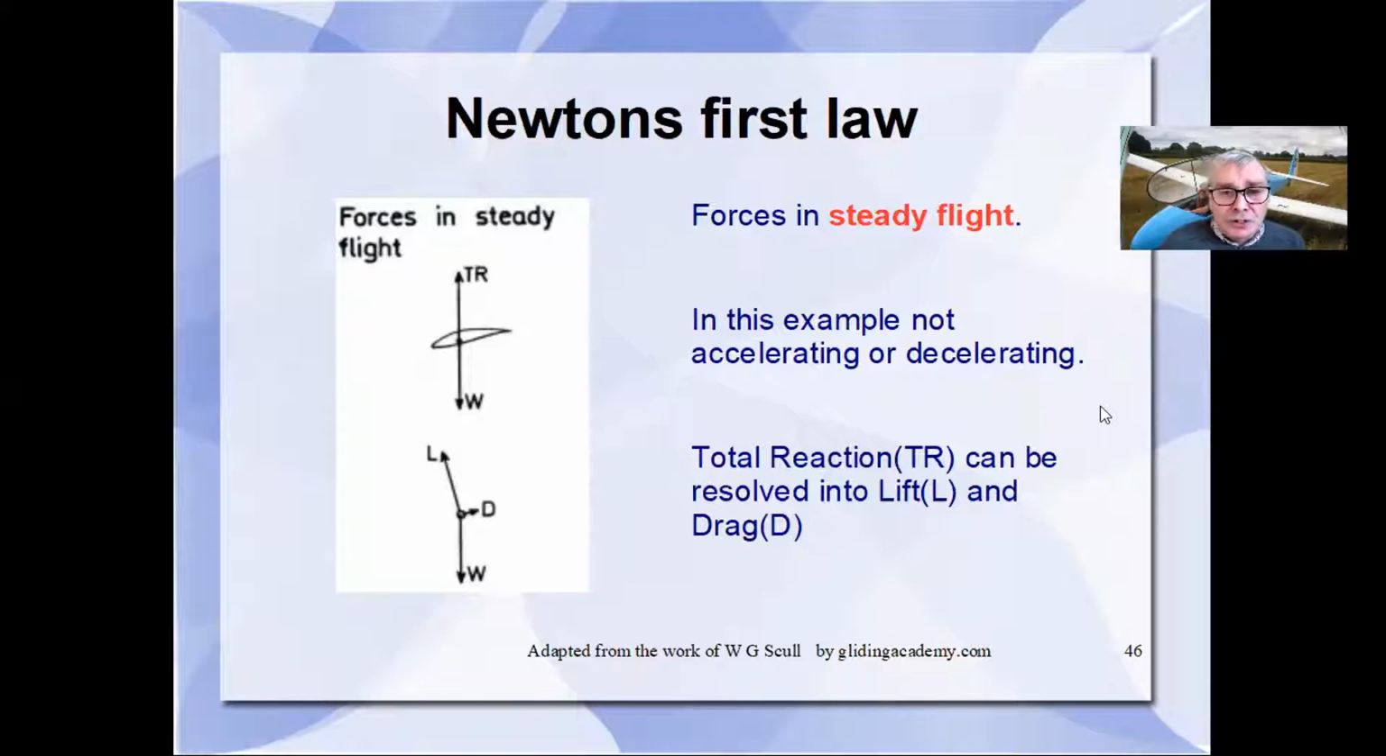and you'll notice that there isn't a component in there showing the direction of flight, even though the object is moving in flight at a steady speed. We can take the total reaction and subdivide that, or resolve that, into two component parts, lift and drag, and we've seen that before. And that's been done on the lower diagram here. So lift now acting at an angle upwards and drag acting at 90 degrees to the left.